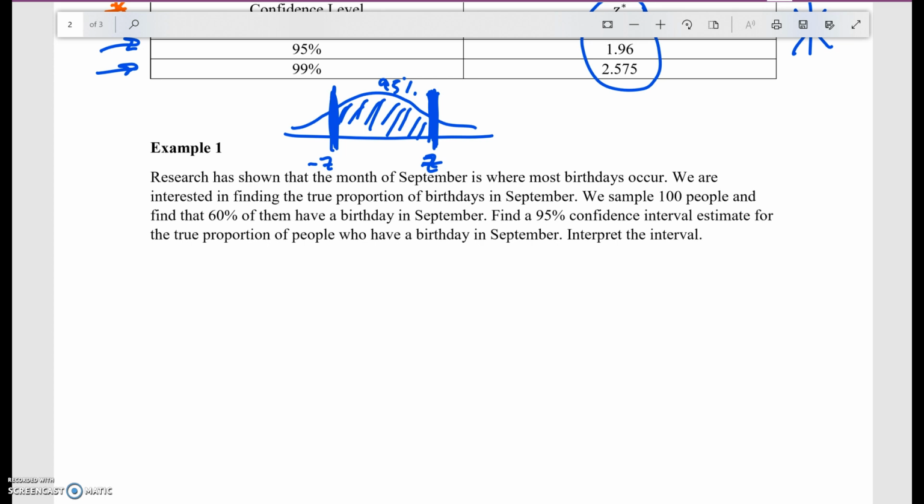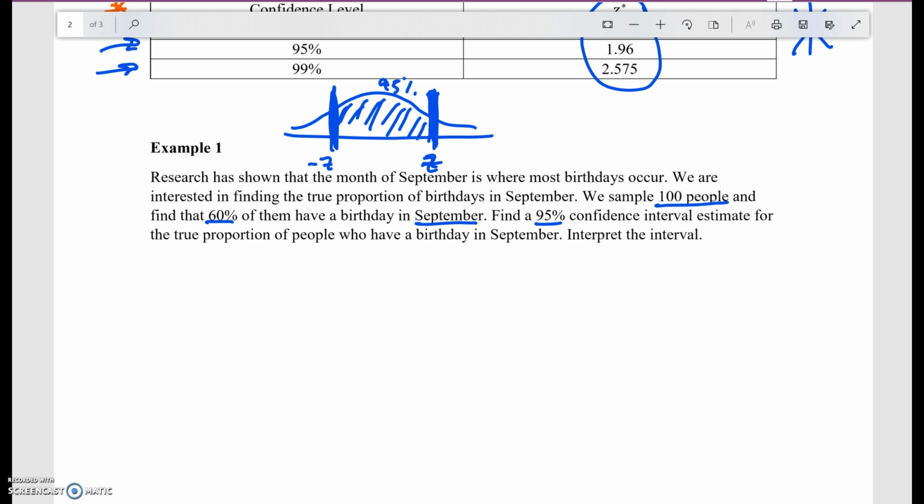Notice we can't possibly get every single possible person and try to see how many of them have their birthday in September. So instead, we are going to sample 100 people. And from the 100 people, we find that 60% of them have a birthday in September. Based on our sample, we want to find a 95% confidence interval estimate for the true proportion of people who have a birthday in September and interpret that.